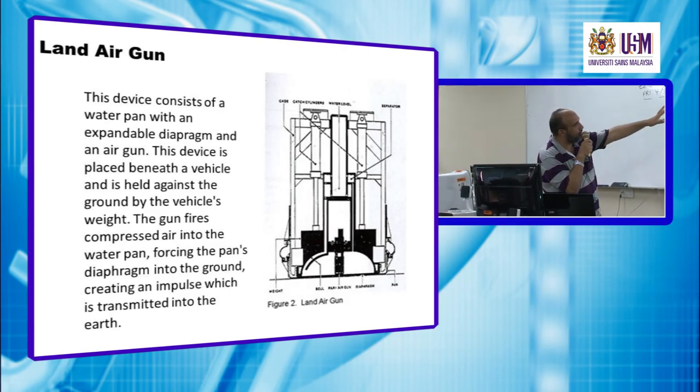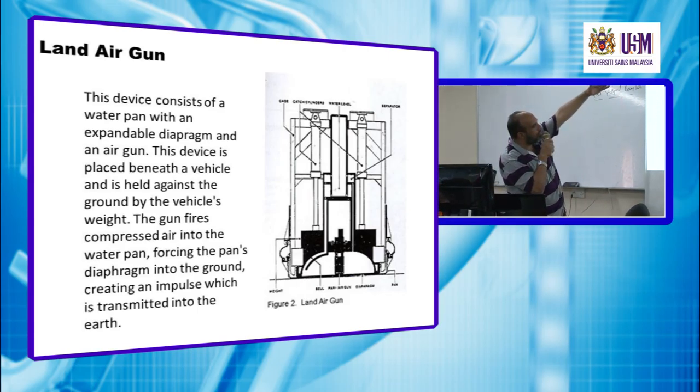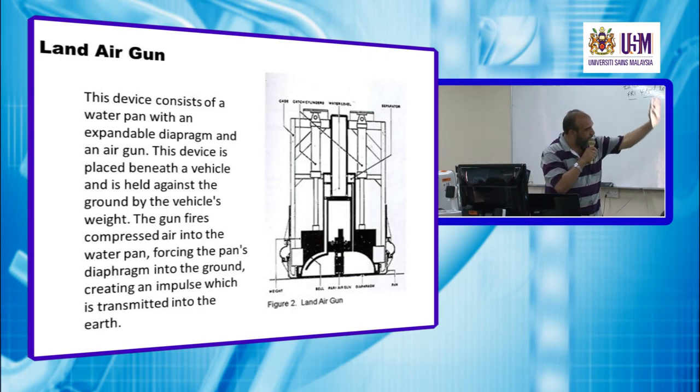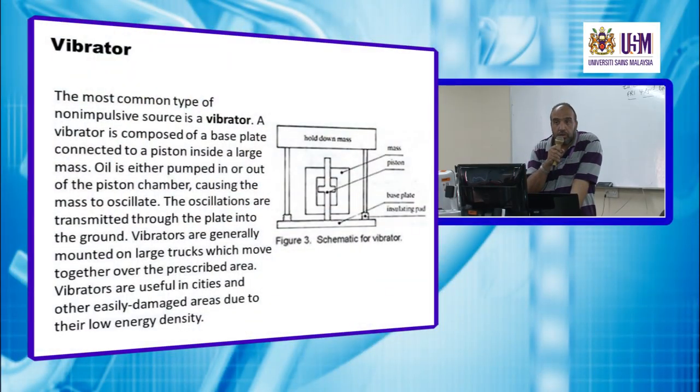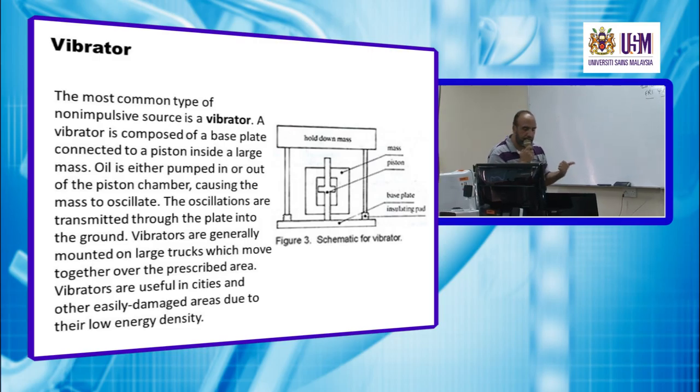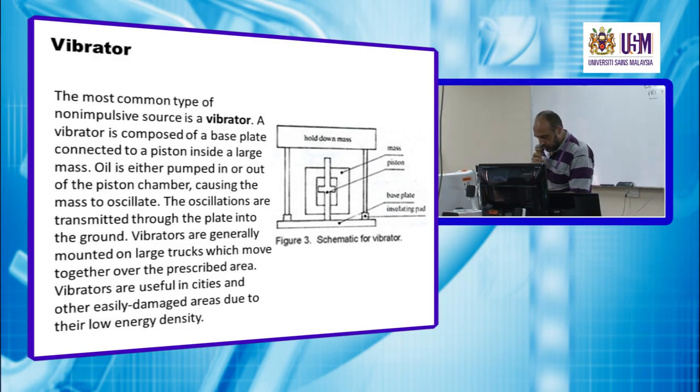So this is the illustration of this, and we have the pistol here. It's like a hydraulic gun, so when the compressed air is released, the diaphragm is moved down and hits the ground. Is it the same as the vibroseis? No. The vibroseis is another kind of apparatus. This one is the vibrosizer or vibrator. The land air gun is one impulsive hit, but the vibrosizer is non-impulsive.